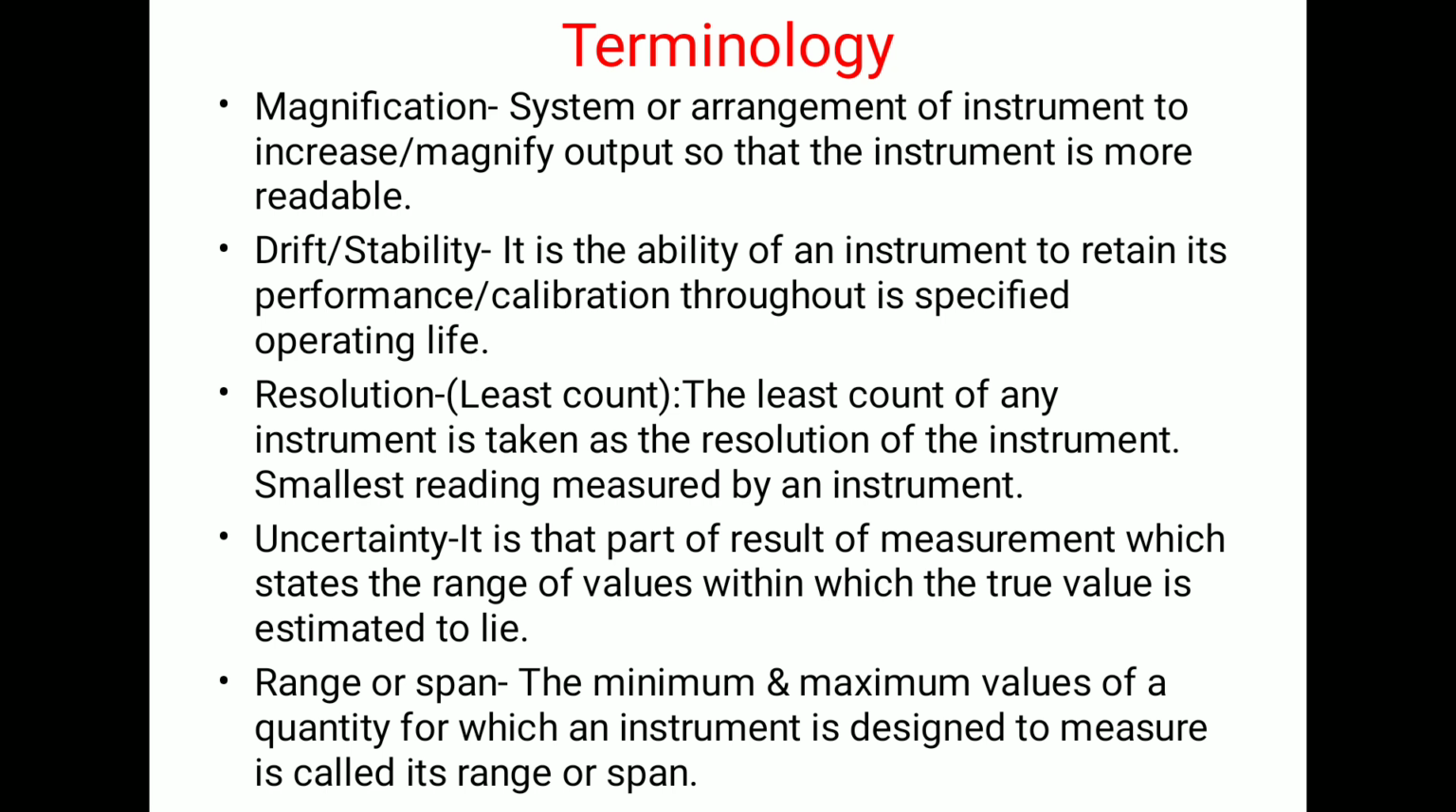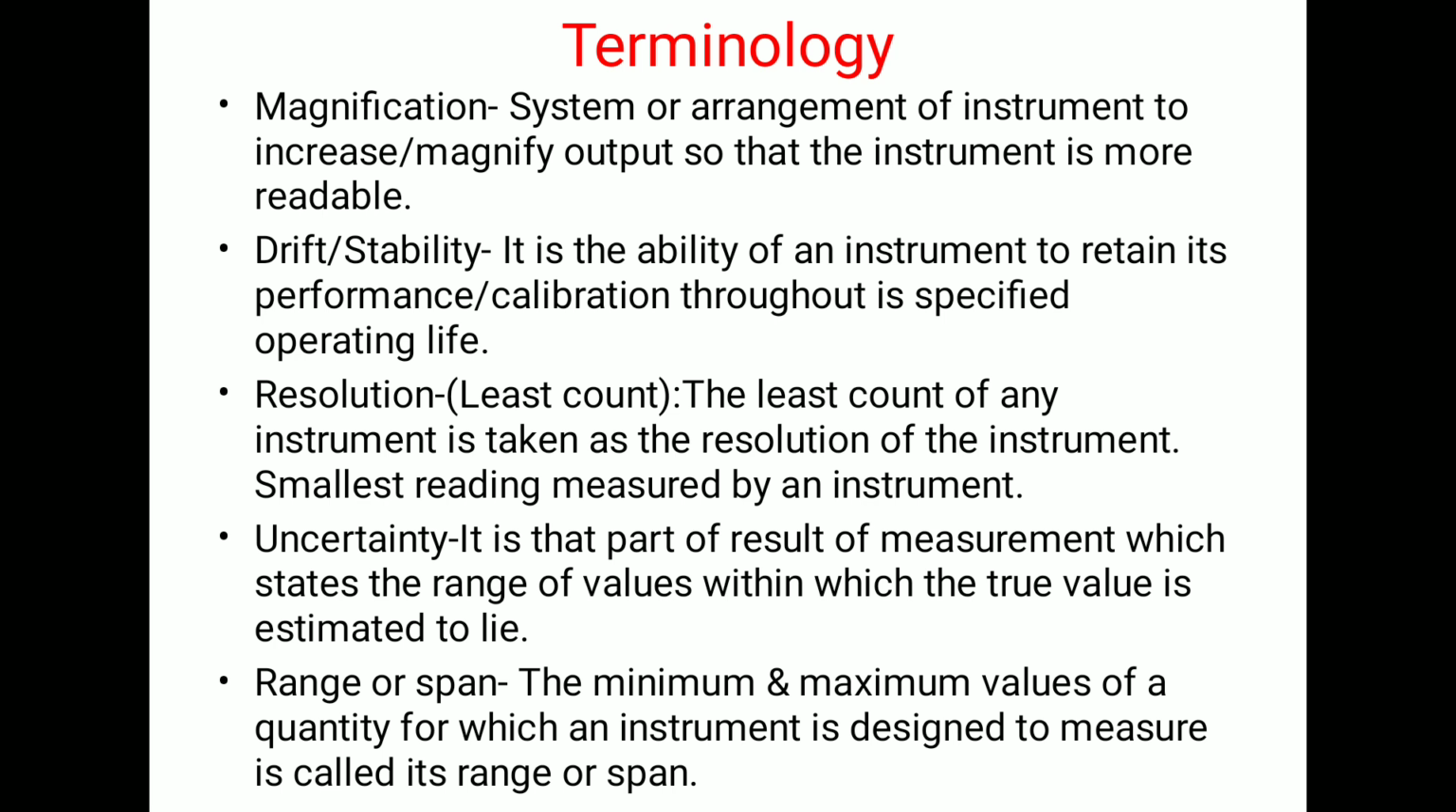Suppose, for example, a ring has a diameter of 40 plus minus 0.5 mm. Then it means that the diameter has a nominal value of 40 mm and it is going to vary within plus minus 0.5 mm uncertainty, that is 39.5 mm to 40.5 mm. So this plus minus 0.5 mm value is known as the uncertainty in that measurement.